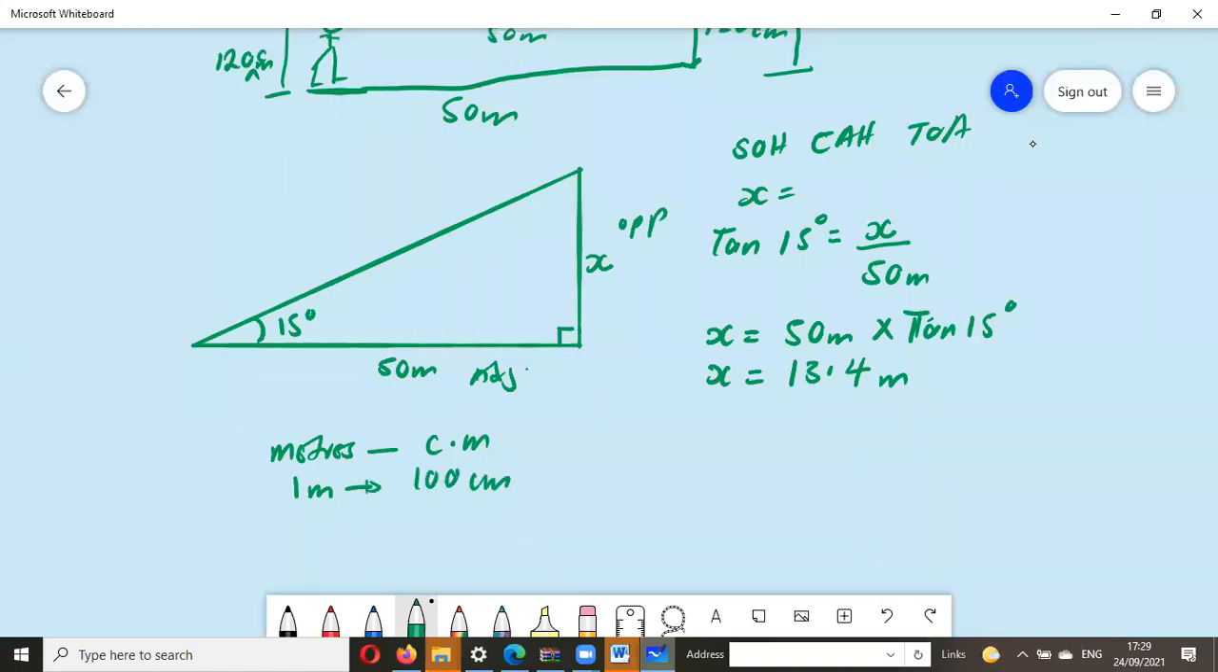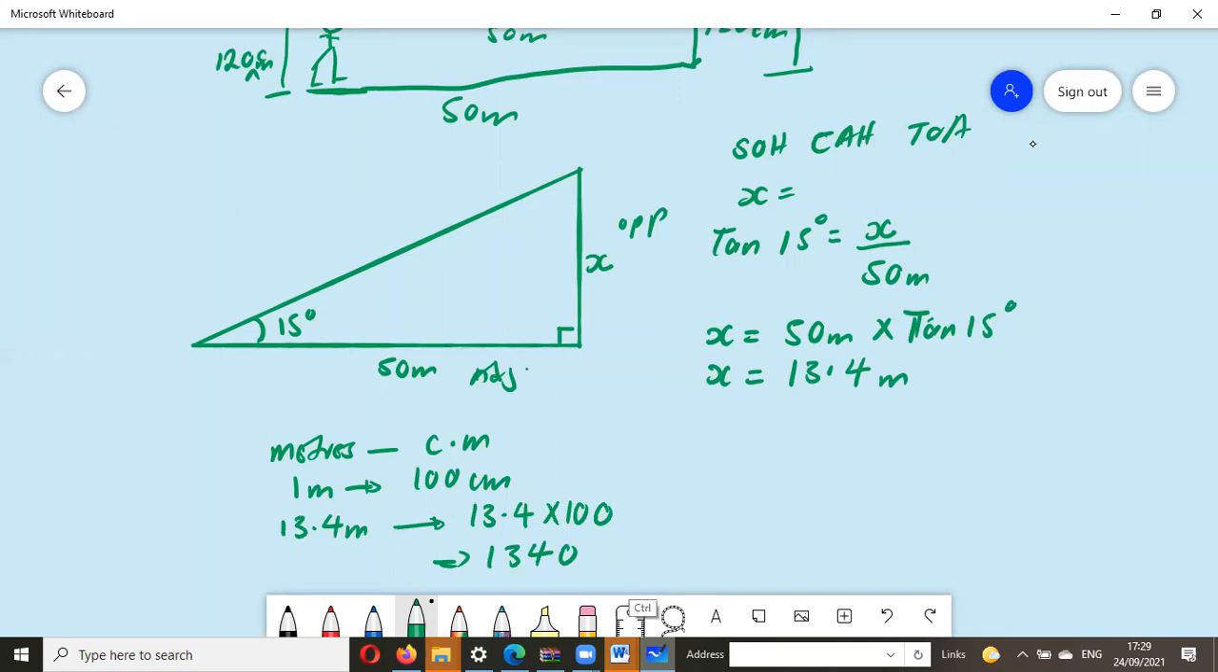100 centimeters. What of 13.4 meters? What do we get? So it will be 13.4 times 100. What do we get? 1,340. 1,340, isn't it? Yes. Centimeters. Very good.